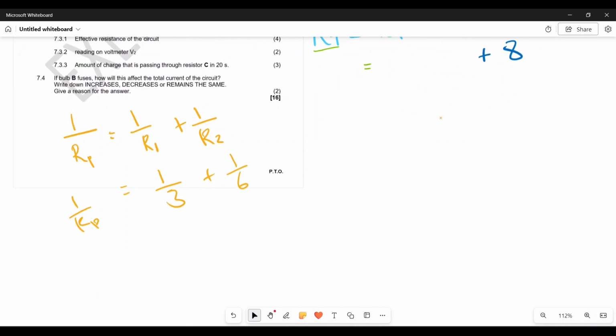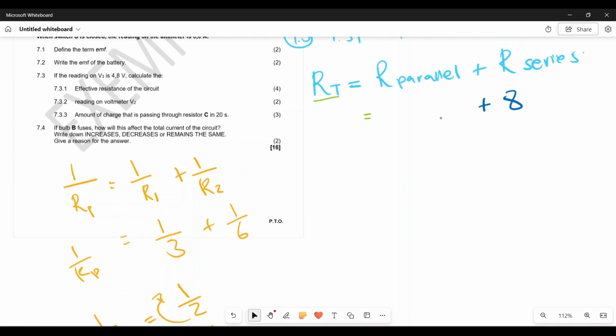And now adding these, 1 over 3 plus 1 over 6, punching it into your calculator, you should get 1 over 2. So 1 over RP is equal to 1 over 2. And from there, you can flip it, same as this, so that your RP would be equal to 2. So your R parallel is 2, meaning that your RT, which is your effective resistance, would be equal to 10 ohms.